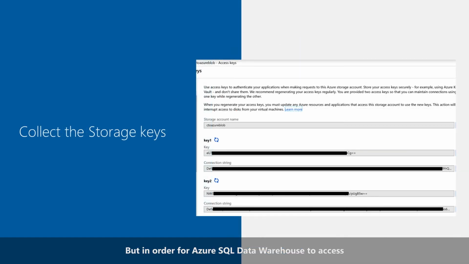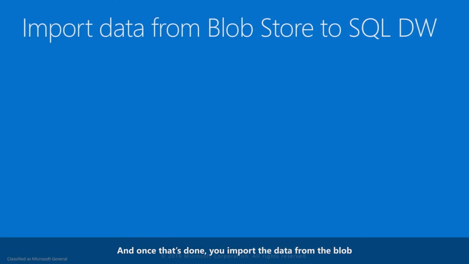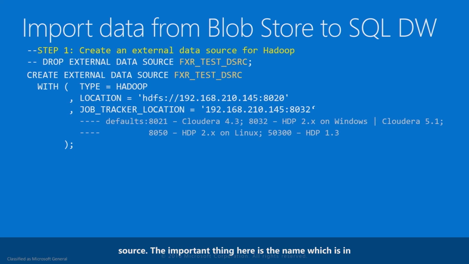But in order for Azure SQL Data Warehouse to access that blob store, you have to collect the keys for the blob store. So we talk about that. And then you create an Azure Data Warehouse if you haven't got one already. And once that's done, you import the data from the blob store, and you do this by creating an external data source. The important thing here is the name, which is in a slightly different text color.